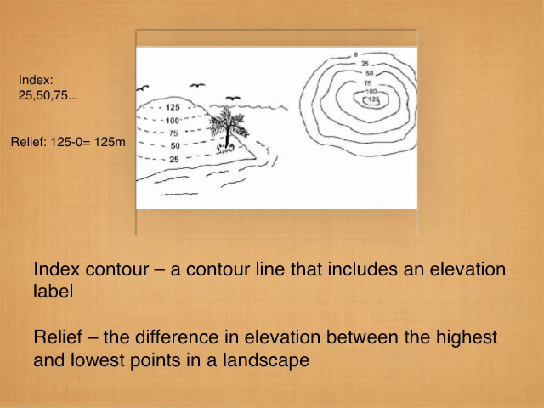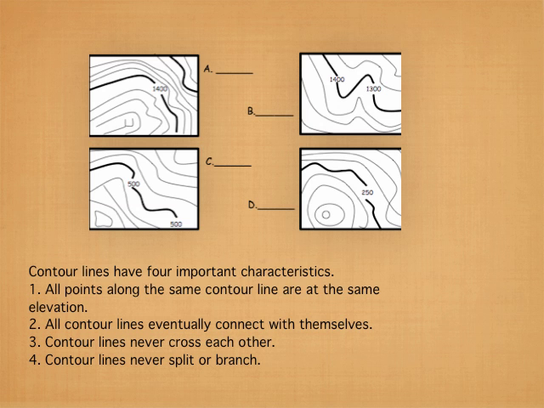The index contour that I spoke of before is the contour line that actually shows the elevation. It's the number. In both of the maps above in the picture, all of the lines have an index contour. They have an actual number on them. However, we go back to the mistaken lines.